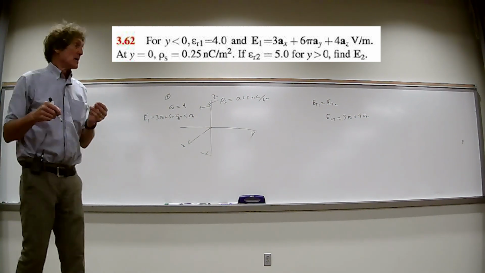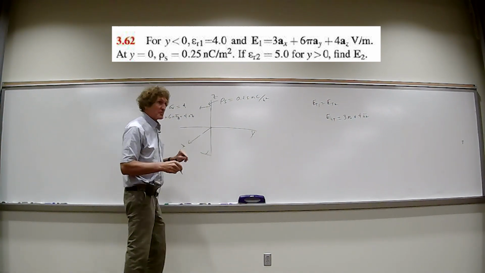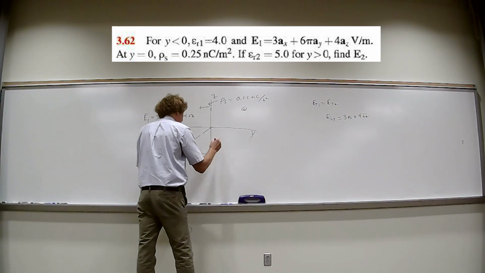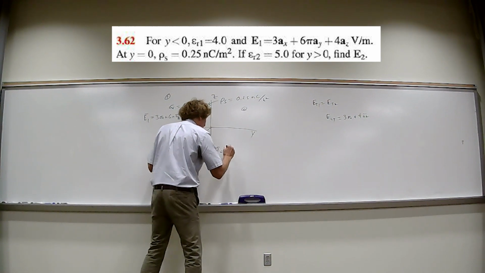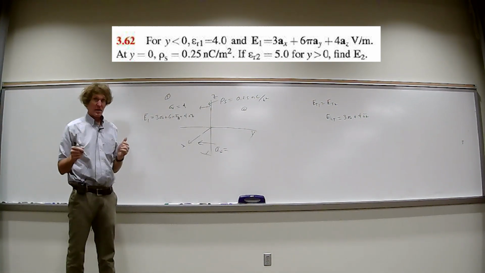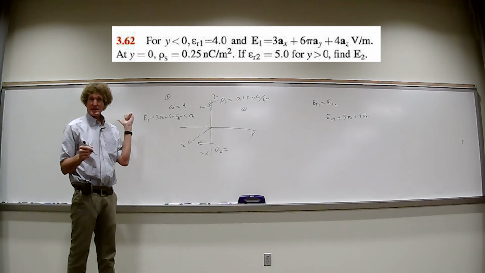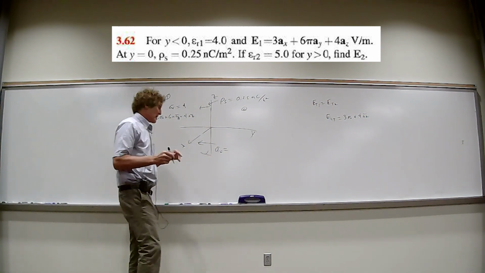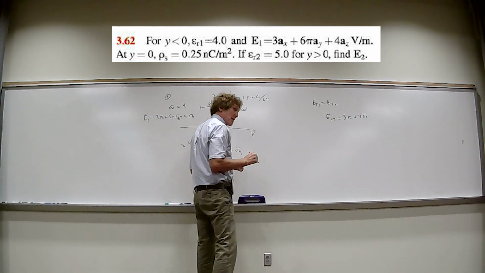Y'all with me? So next, we have to find a unit vector that goes from region 2, this is region 2 over here, to region 1. What is this unit vector? A21. Just take a look. Which way is it pointing? Minus AY. Do you all see that, class? All right, it has to be perpendicular to that. So it's minus AY, right?